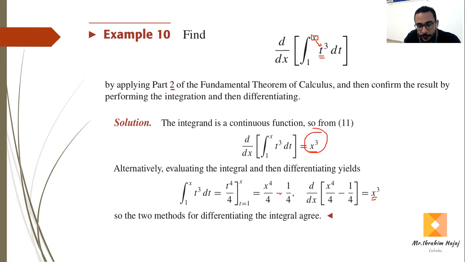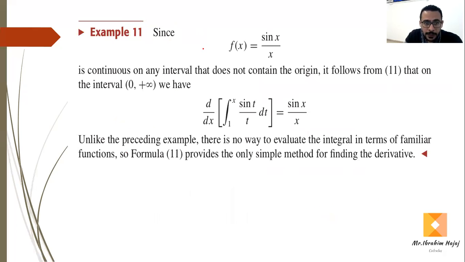x to the power of 4 over 4 minus 1/4 here gives what, guys? If we integrate and then differentiate this circled part, it gives us x cubed. The same. Okay. Example 11, which is also related to part 2 of the fundamental theorem of calculus.